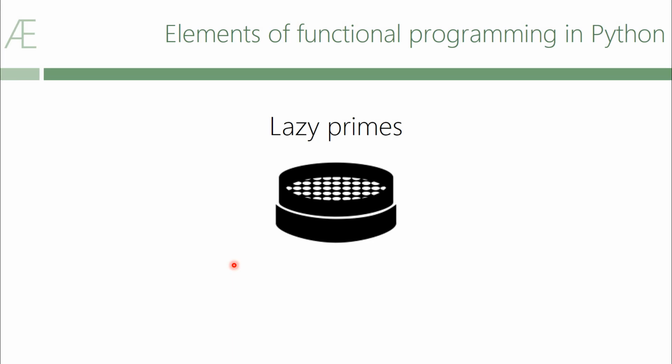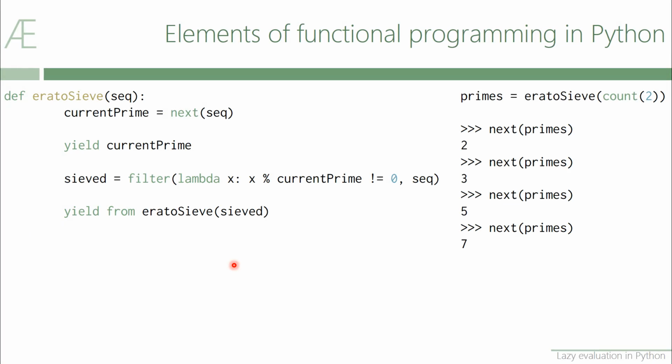And here is another example of using these tools. You're probably familiar with this technique of systematically generating prime numbers by going through the given sequence of numbers, defining the first number of the sequence as a prime number, then filtering out all the numbers ahead of it that are divisible by it, thus making a sieved sequence, and then applying the same procedure to the sieved sequence. It is called the sieve of Eratosthenes.